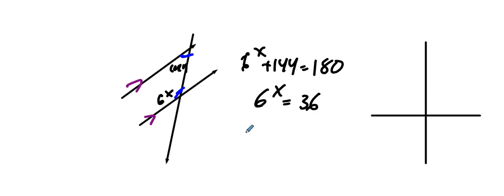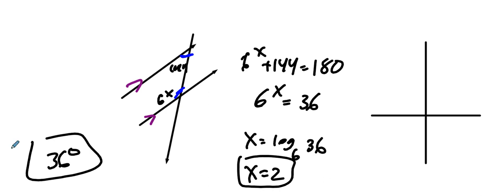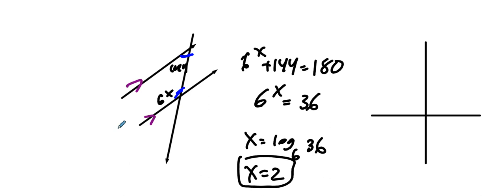Now we're going to have x equals log base 6 of 36, which means x equals 2. So in this case, if you wanted to find this, that means that this angle would be 36 degrees. So that's how you solve exponentials.